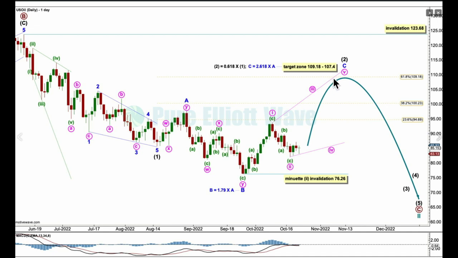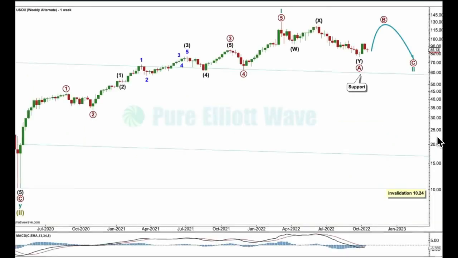If that's a zigzag, then minor C may be completing as an ending diagonal, with a zigzag for 1 and 2. Within an ending diagonal, all of the subwaves 1, 2, 3, 4 and 5 may only subdivide as zigzags. If 2 continues lower, it may not move beyond the start of 1 below 76.26. At the weekly chart level, this is an alternate wave count.